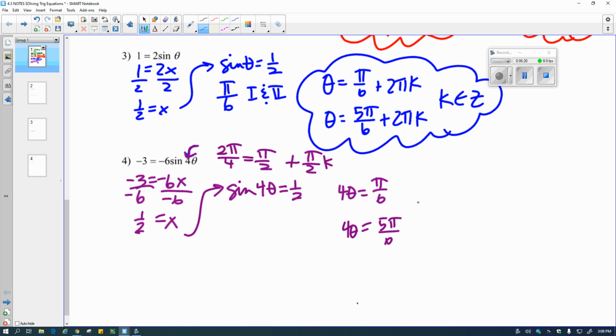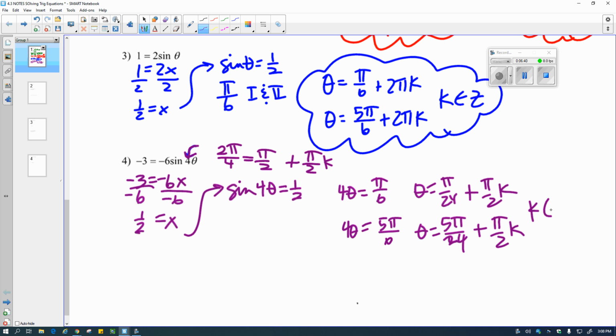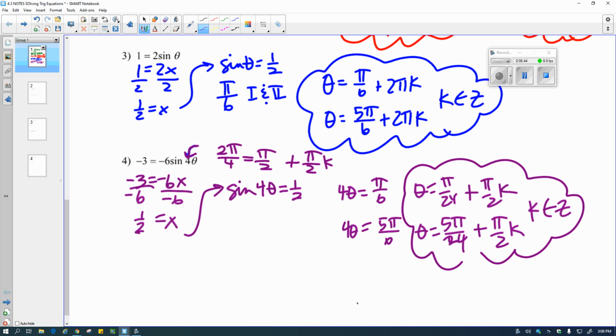So now I have to solve those, so I'll divide by 4, divide by 4. I get theta equals pi over 24, and theta equals 5 pi over 24. And then I'll add my plus pi over 2k, where k is an element of the integers. So that messing with the angle is going to affect us in those 2 ways. It's going to affect what we add on the end as well as what angle we're actually solving for.